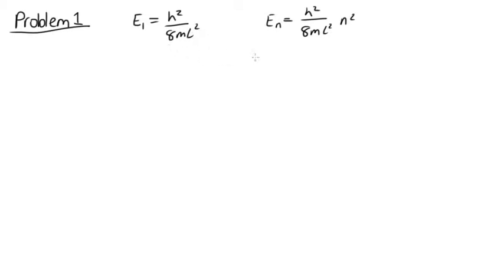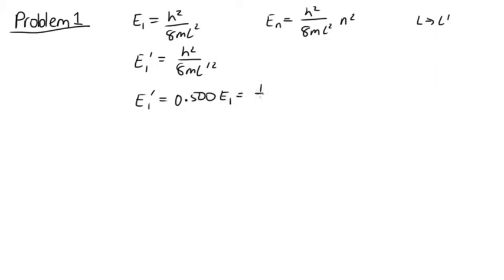So the length of the well is then changed, so L goes to L dash, and it gets a new ground state energy, E1 dash, with the new length, h squared over 8mL dash squared. And we're told in the question that E1 dash is equal to 0.500 E1, which is probably easier to deal with as a fraction, so we'll put this as a half E1. And what we're asked to find is, well, what's L dash on L equal to? We want to relate the new length to the old length.